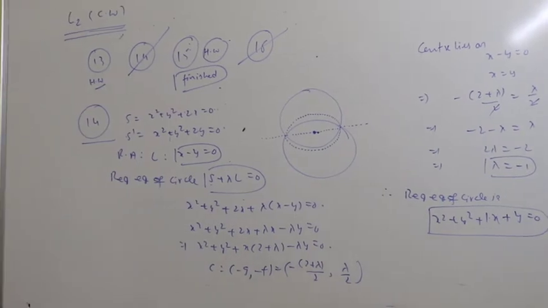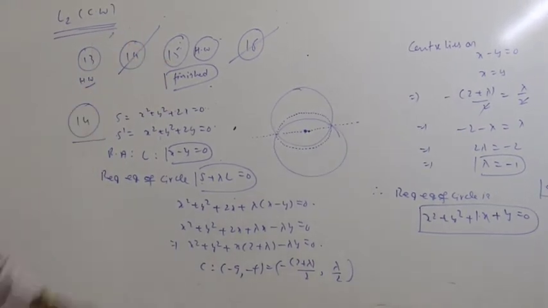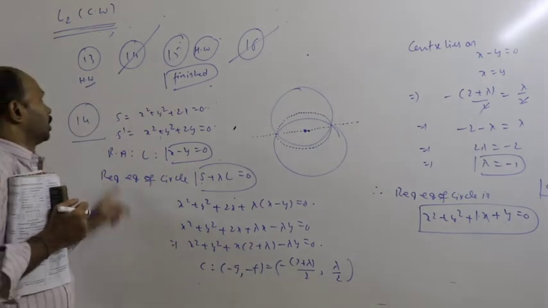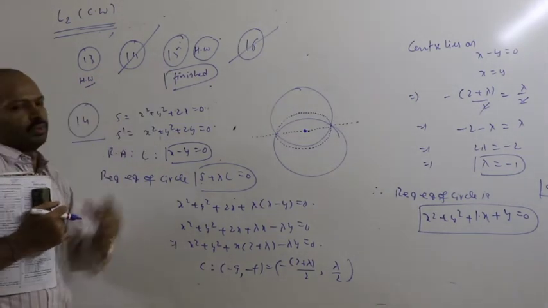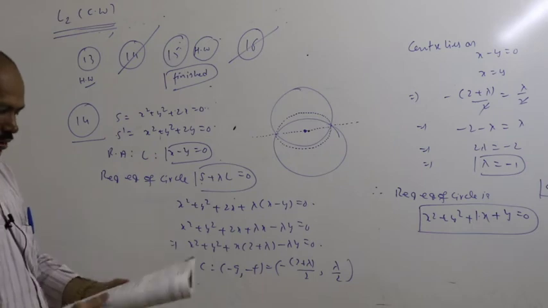Same as 13, 14, 15, same. Already 16 we have done. So you do this, already I have done. This is your homework. Finished problems. Coming to the next.